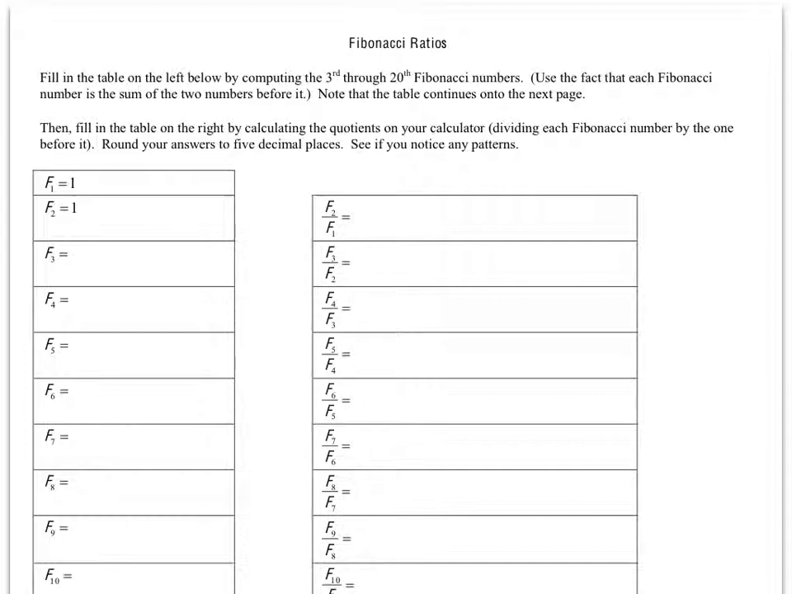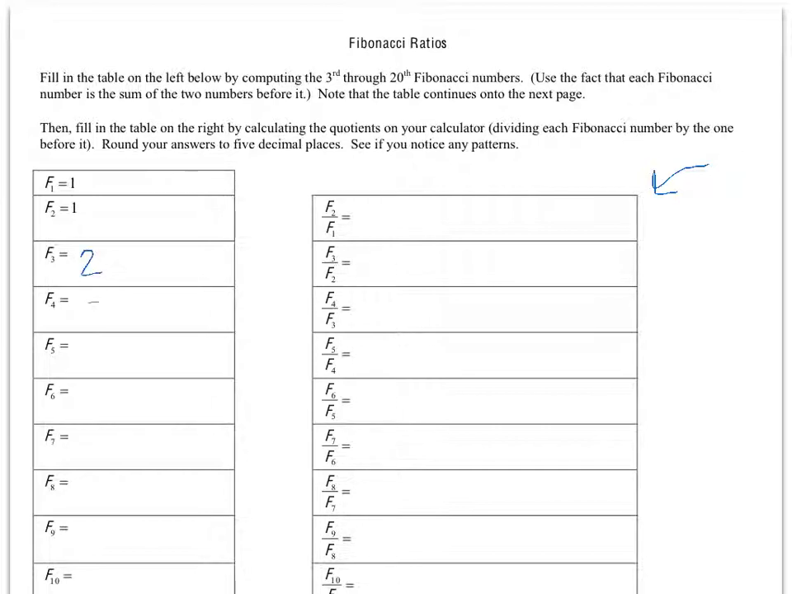Okay, so the next thing we're going to look at are ratios of Fibonacci numbers. So we're going to calculate the first 20 Fibonacci numbers using the recursive rule. And then we're going to fill in the table on the right by calculating some quotients of one Fibonacci number divided by the one before it. And I'm going to round all my answers to 5 decimal places. So let's start by filling out the Fibonacci numbers list.